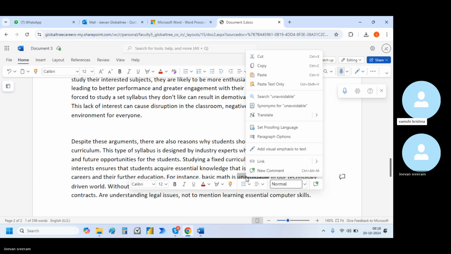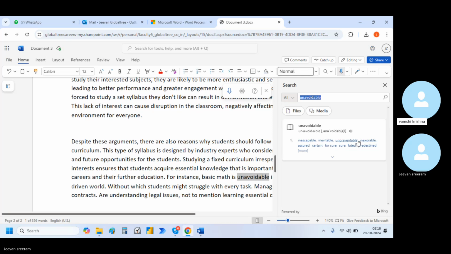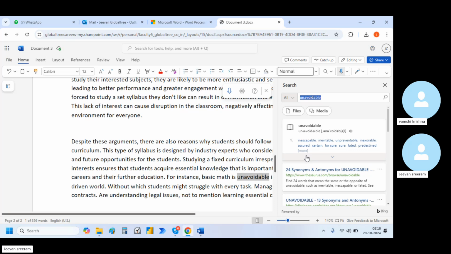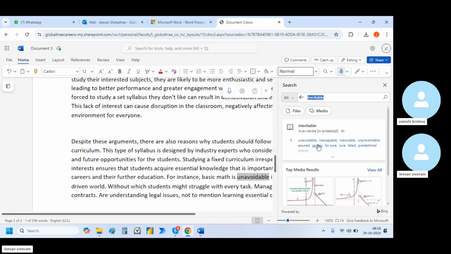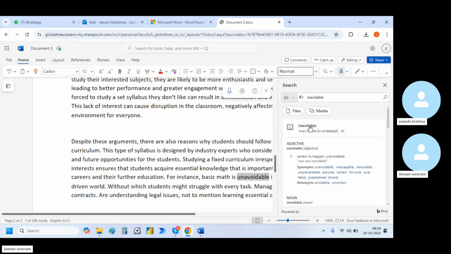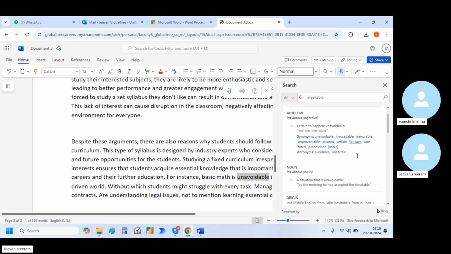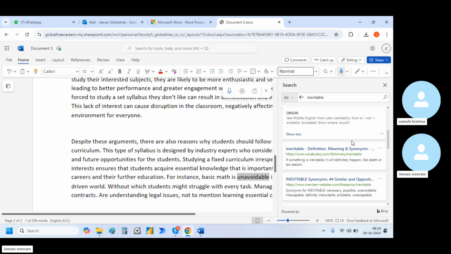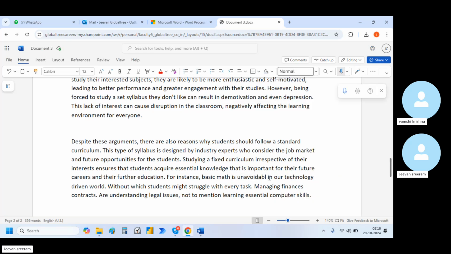For a better vocabulary, can we go with inevitable? Let's write indispensable. That's also the same. That is indispensable these days. Indispensable means unavoidable, inevitable.